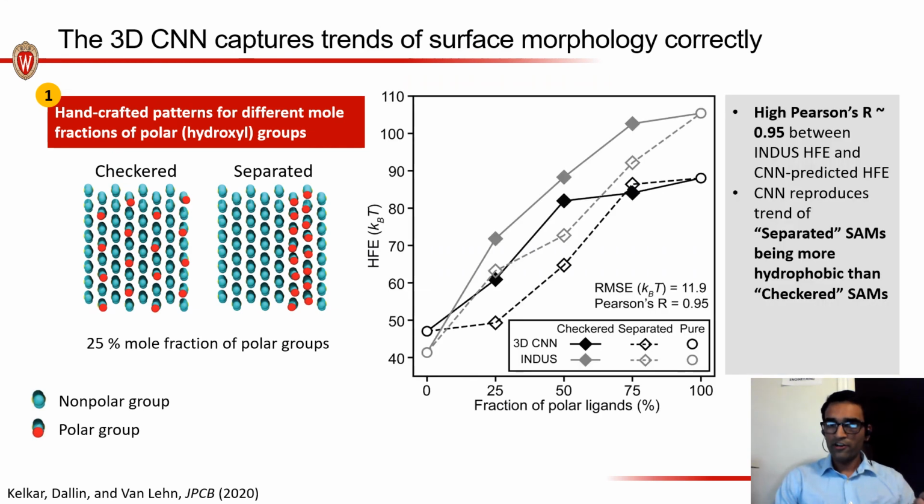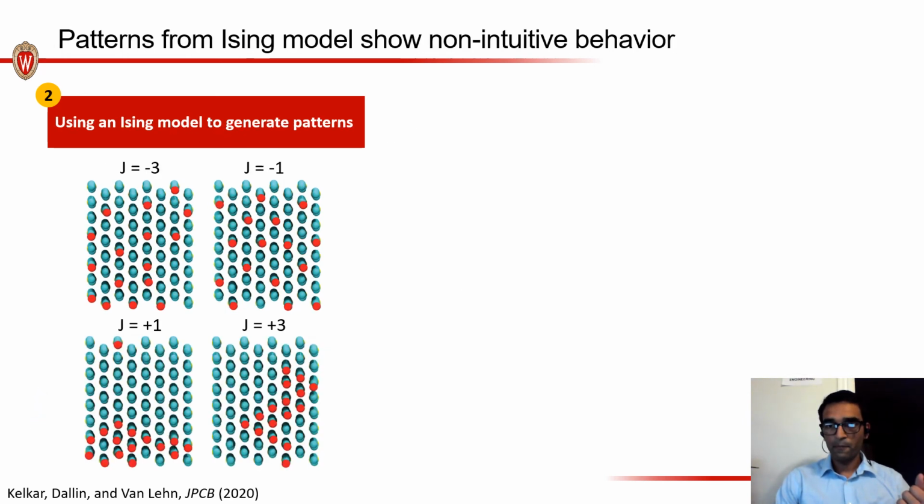Okay, so coming to how our results look, we predicted the hydration-free energy for these handcrafted surfaces, and what we immediately realize is that our CNN is able to capture the differences between checkered and separated surfaces. Our checkered surfaces are more hydrophilic than our separated surfaces, and that is exactly what INDUS and the 3D CNN both are able to capture, which is a positive sign.